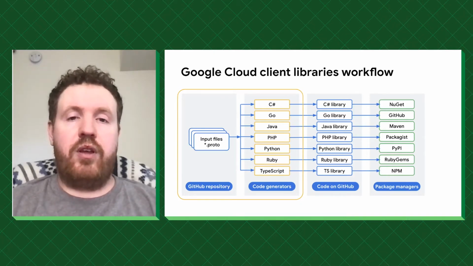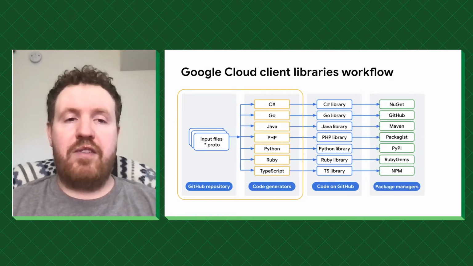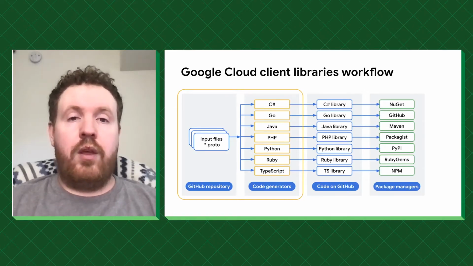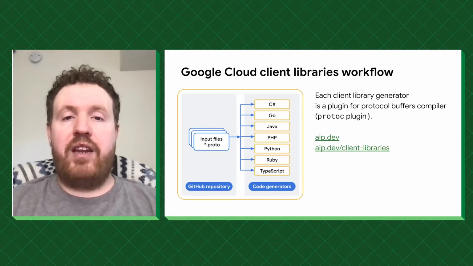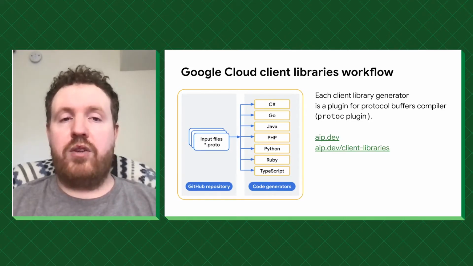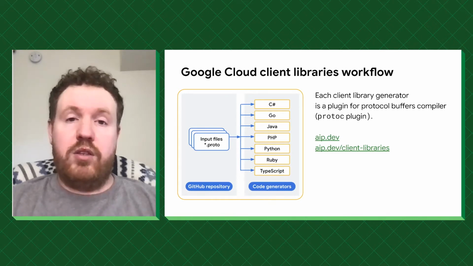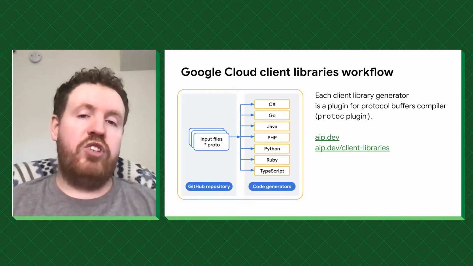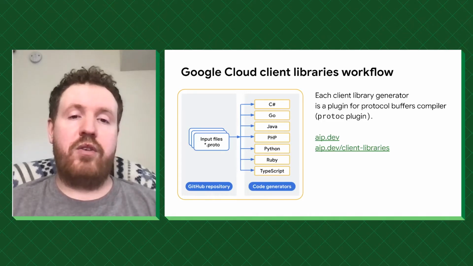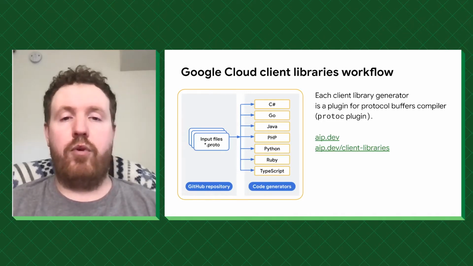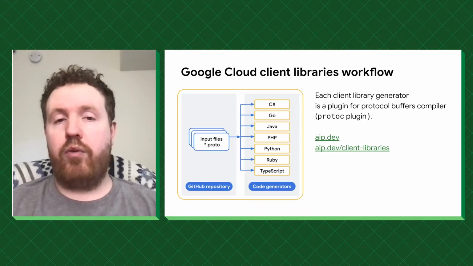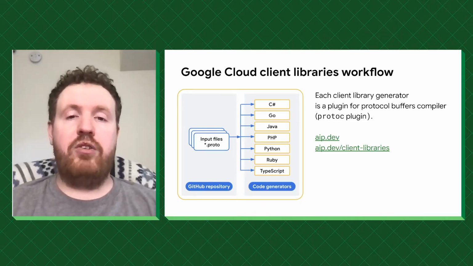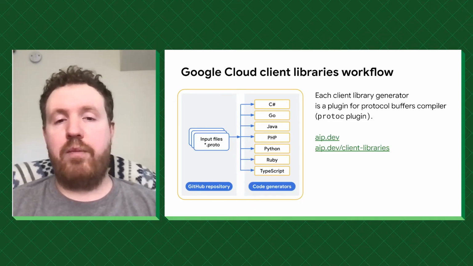There is a separate code generator for each of the 7 languages we support. Each generator takes an API definition as an input, and those definitions are in protocol buffers format, published on GitHub. So technically, each client library generator is a plugin for Protoc, the protobuf compiler. I won't go deep into the client library specifics here. Please check out aip.dev for information about our standards for proto definitions and aip.dev/client-libraries for the client library generators.